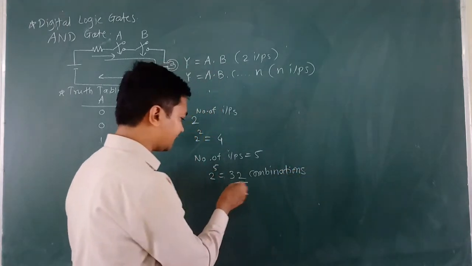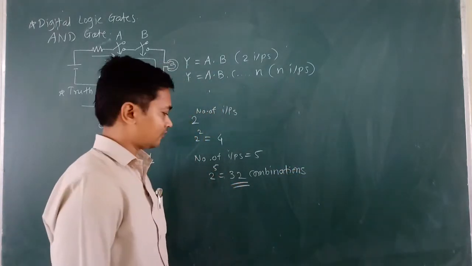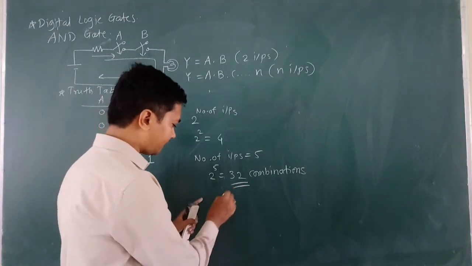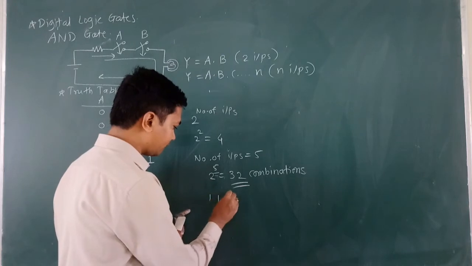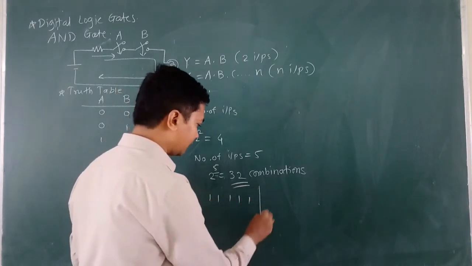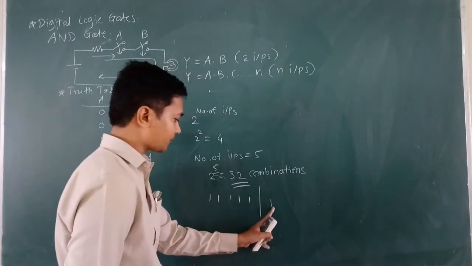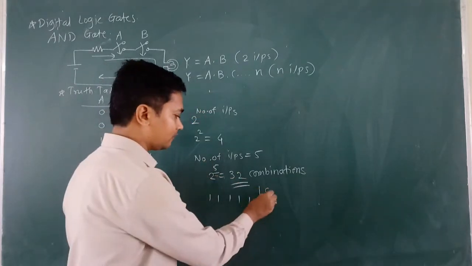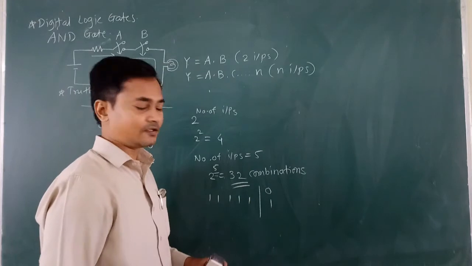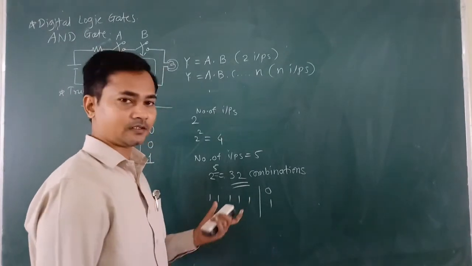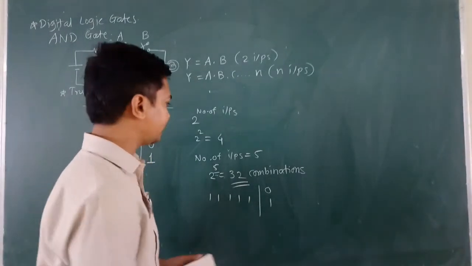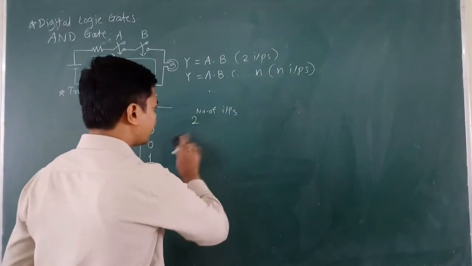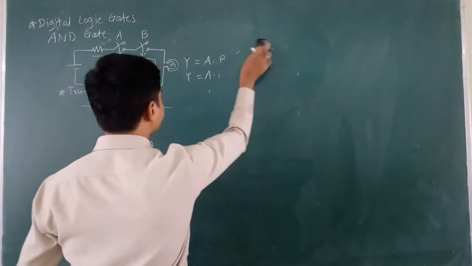So out of these 32 combinations, only when the 5 inputs are 1 1 1 1 1 will the output Y become 1, and for all other input combinations the output will remain 0. So this is the AND operation. Now let's see the next logic gate, that is the OR logic gate.